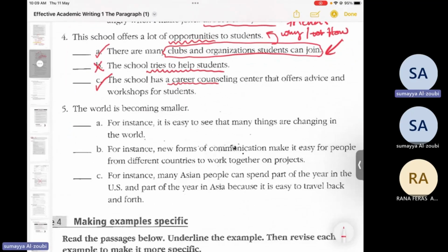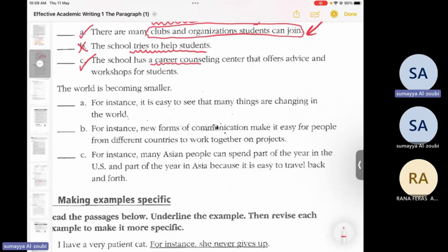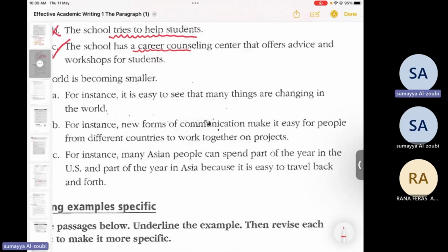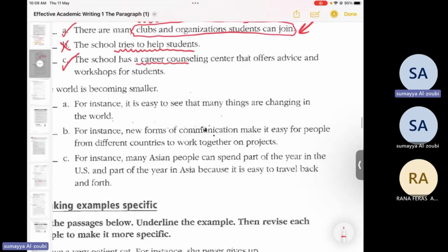The world is becoming smaller. What do you think? Look at them. You believe B and C. Then what about the rest of you? Ranim, B and C. And the others, B and C, B and C. Let's read them. Who came first? Nour. Come on. Read them. Read all the examples. A.